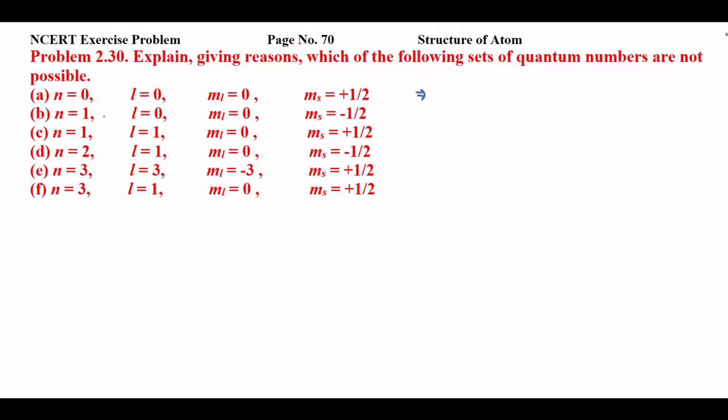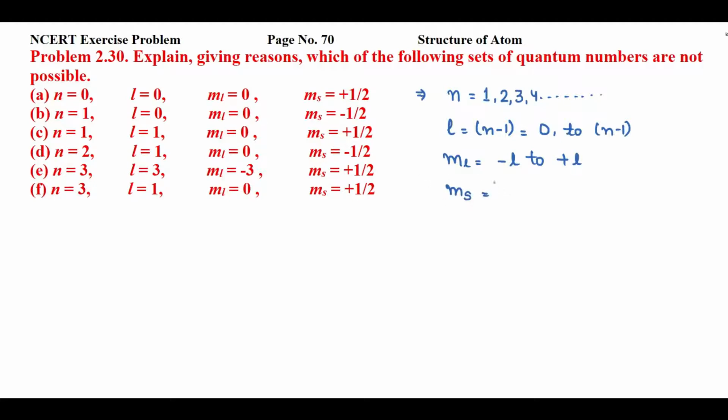n, that means principal quantum number. It is very clear that n always starts from 1 and goes 1, 2, 3, 4 and so on. l is always less than n, that means it goes from 0 to n minus 1. m_l is always from minus l to plus l. And m_s, there are only two spins that exist, that is minus half and plus half.